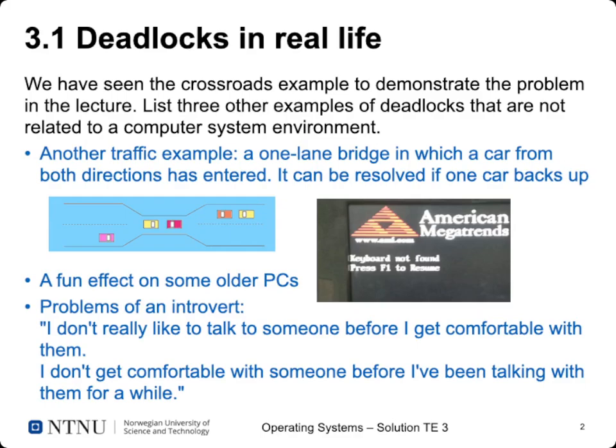So first thing is another traffic example. If you have a narrow bridge, for example, a one-lane bridge connecting two-lane roads, if there's a car from both directions that has entered, then, well, this is obviously a critical section. So you usually have some semaphores. Semaphore is also maybe just a word for a traffic light in this situation here. And you can actually resolve this. So one of the cars actually has to back up in order to make the way free for another car.